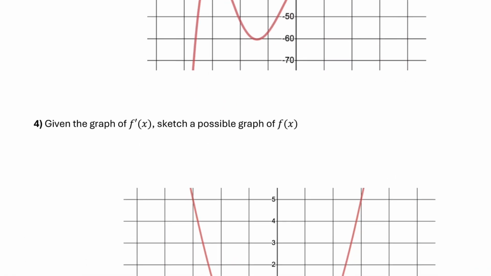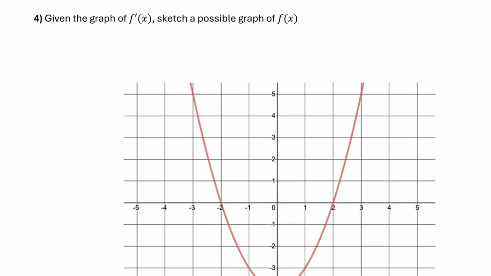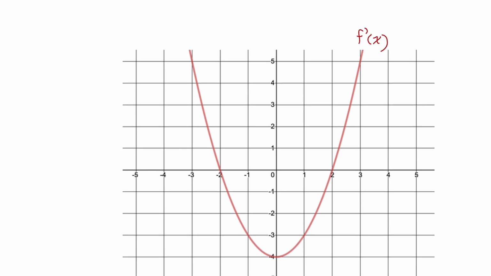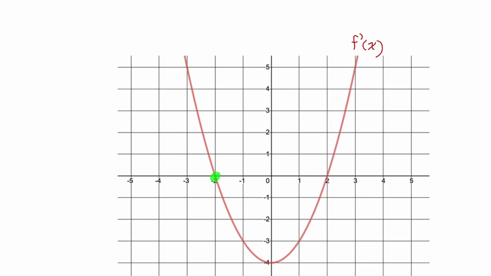And now let's move on to example 4, where we do the same principles, but in reverse. This time, it gives us the graph of f prime of x. And what I want to do is sketch a possible graph of f of x. Since we have the graph of f prime of x, all of the y values that make up this function tell us the slope of the original function. So the slope of the original function when x is -2 is going to be 0, since the y value of the derivative is 0.